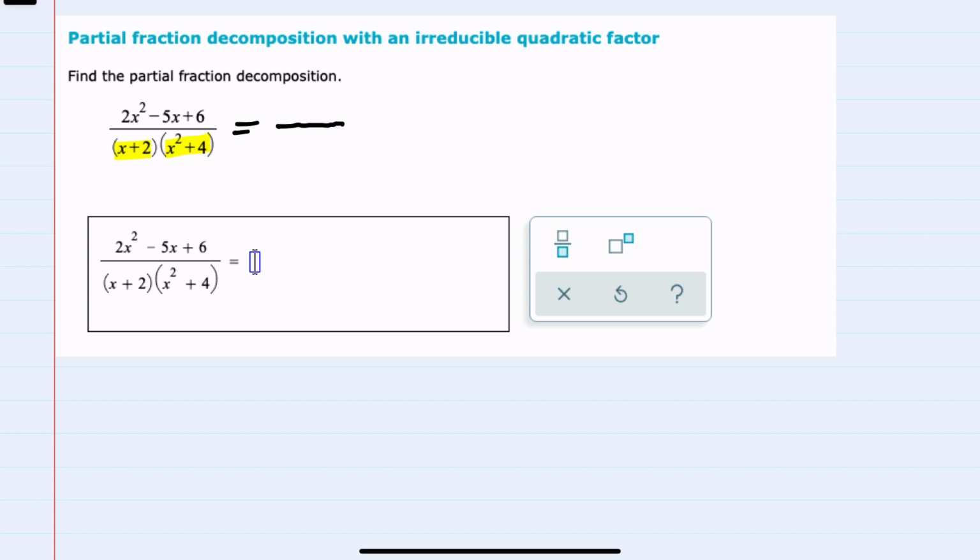So my partial fractions will have one over x plus 2, and then the other fraction will be over x squared plus 4. Our numerators for partial fraction decomposition are 1 degree less than the denominators. So I'll have just a constant over x plus 2, but I'll need a bx plus c for this second fraction, since it has to be 1 degree less than that second degree denominator.